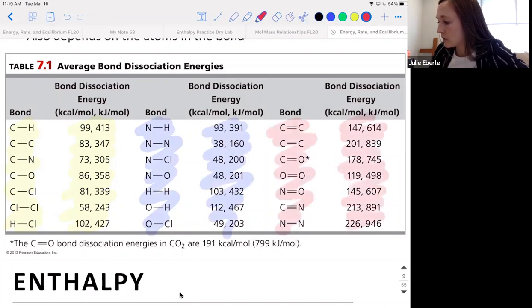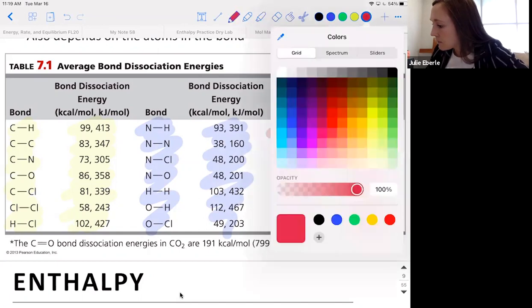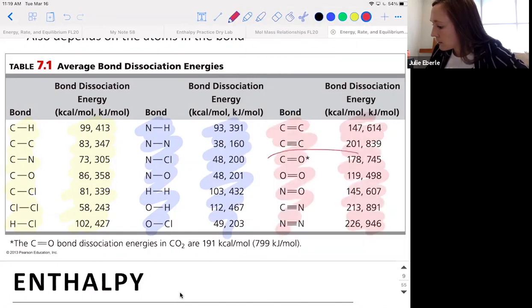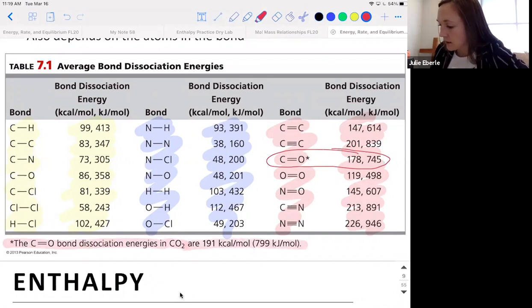Now, I want to focus on one thing real quick because, look, right here. Why is there an asterisk by this CO double bond? There's an asterisk there, which corresponds to this down here. It says the CO bond dissociation energy in CO2, a molecule of CO2. They're different numbers. That's kind of frustrating, I know, but there will be times you deal with a CO2 molecule. You have to remember to look at the numbers below the table, not in the table.